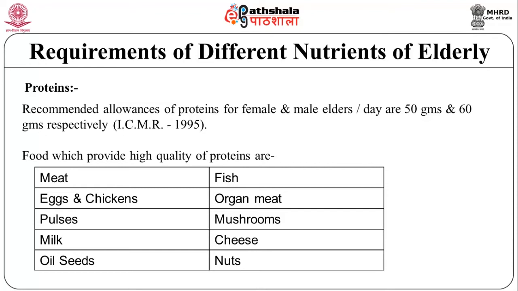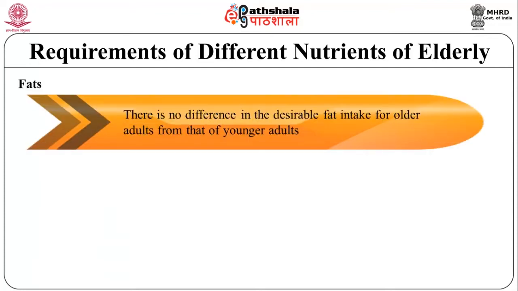Foods which provide high quality proteins are meat, fish, egg, chicken, organ meat, pulses, mushrooms, milk, cheese, oilseeds, nuts, etc. There is no difference in the desirable fat intake for older adults from that of younger adults. 10 to 20 grams of fat should be contained in the daily diet, but only half of the quantity should be in the form of vegetable oil, which is rich in essential fatty acids.